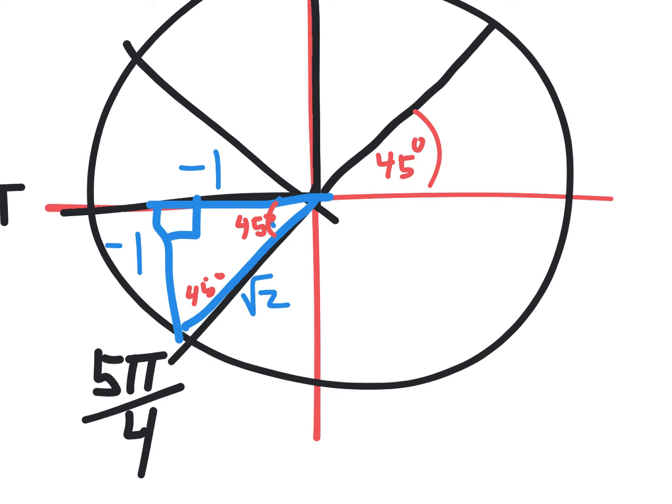Yes? Why isn't the square root of 2 negative? The radius always is going to stay positive. Oh. Here's a way to think of it.